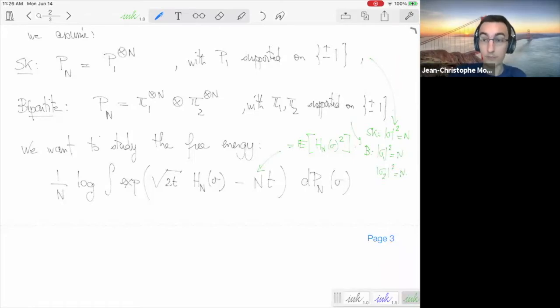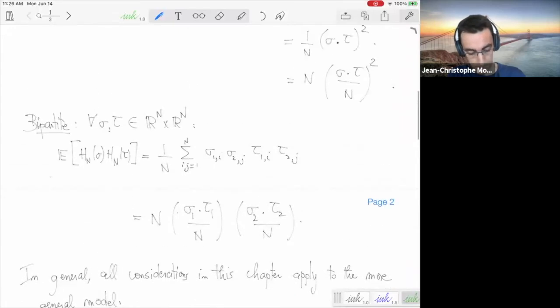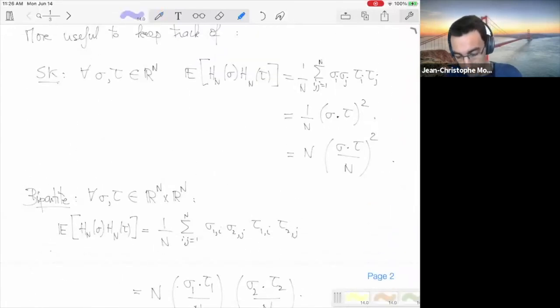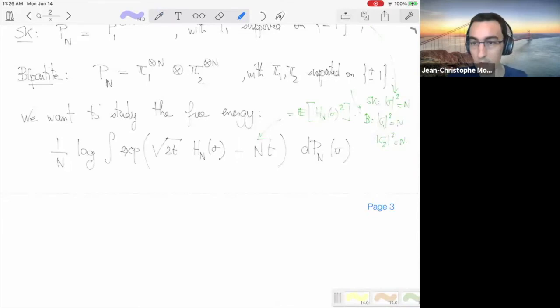And because of this, if you look at how we compute the expectation of Hn sigma squared, so let me display it. See, if here I set sigma equals to tau, what's inside the square here is the norm of sigma squared divided by n, so I just get n. But in general, you could just write this expectation, and then I would have to explain how to remove it, and it's just slightly more annoying. But all of what I'm going to say would also be valid if you write this instead. But I don't want to bother with this, so we're just going to focus on this.